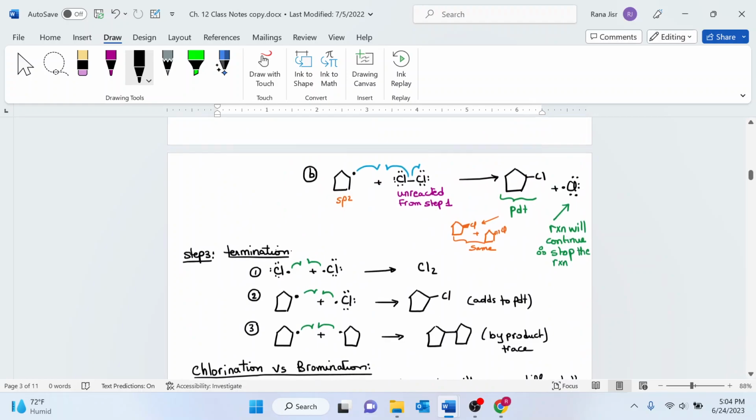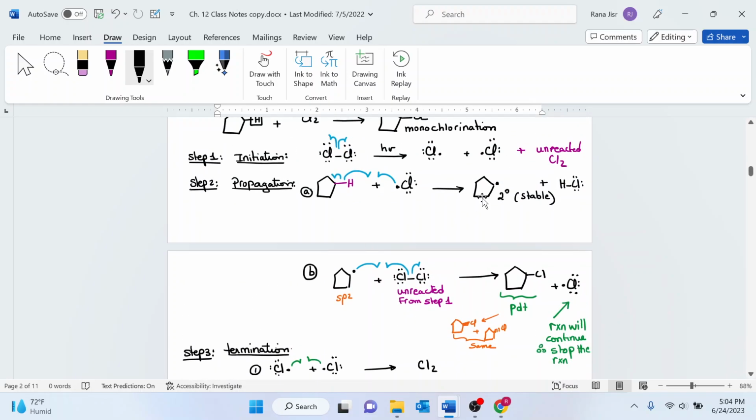The first and the second step of the propagation is going to proceed exactly the same. So you're going to have your chlorine radical attacking the desired hydrogen that you want to replace, creating a free radical. And that free radical will react with unreacted chlorine that is left from the first step of the reaction, which is the initiation. And you will get your product.